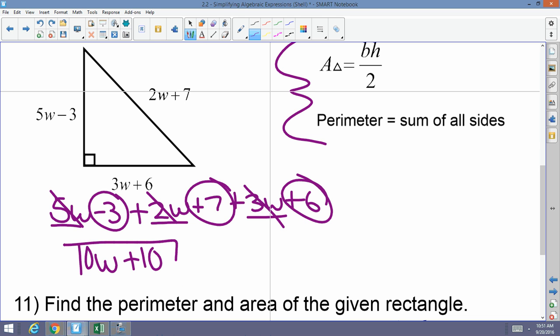Excellent. Awesome. And this would just be, sorry, perimeter is just units. Perimeter is just units. Area is units squared. And just so you guys know, volume is units cubed. Okay?